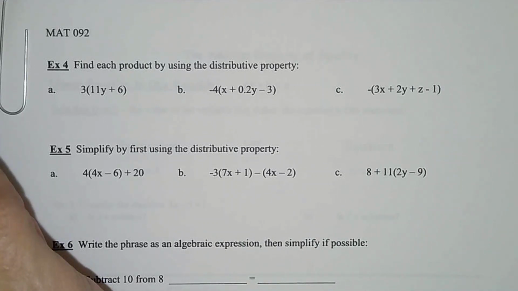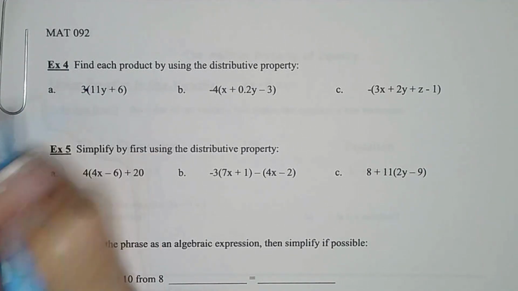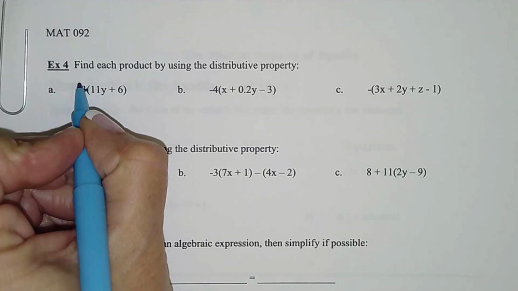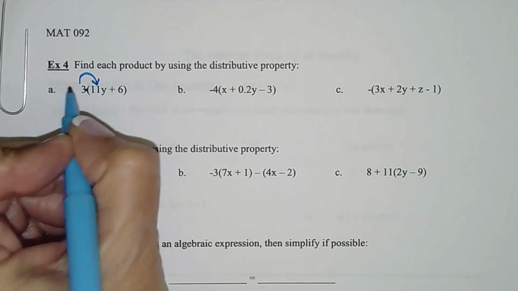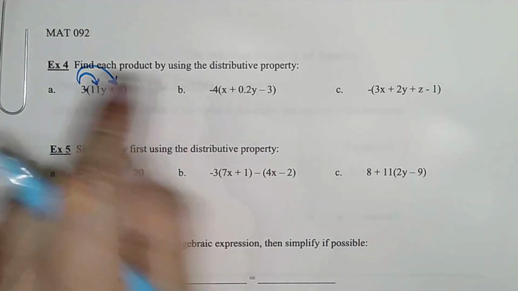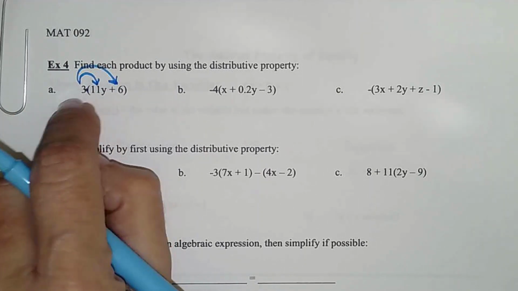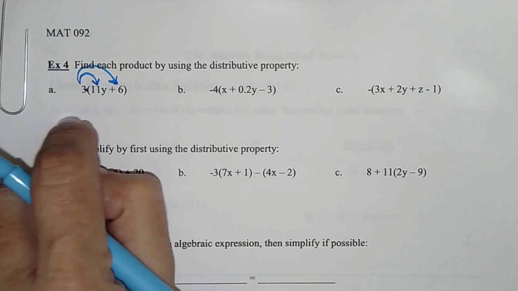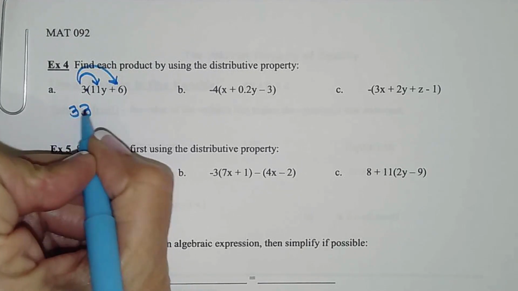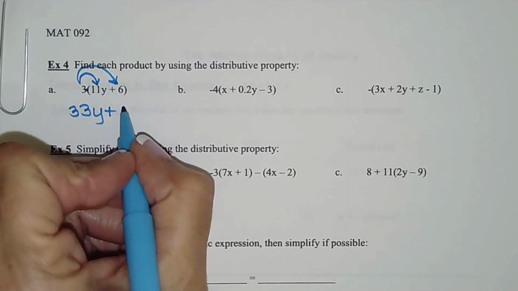So find each product by using the distributive property. When there's a number right beside parentheses, that means times. If there's no symbol, that means multiplication. So you're doing 3 times 11y plus 3 times 6. That's what distributive means. Take that 3, which is outside parentheses, telling us it goes with everything inside, and then make sure your answers are in the proper order. So 3 times 11y, 33y. Positive times a positive, plus 3 times 6, 18.